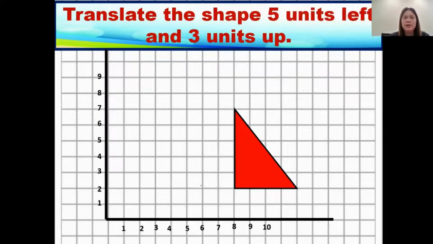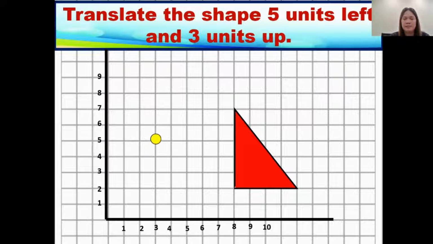So this time you are going to translate the shape 5 units left and 3 units up. It doesn't matter if you want to move it up 3 units first and then 5 units left. You will end up with the same shape. So let's start moving. You choose which corner you want to move. For example, I have decided to move this corner 5 units to the left. So 1, 2, 3, 4, 5. And do not stop because you need to move it up 3 units.